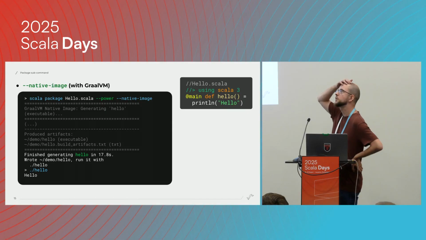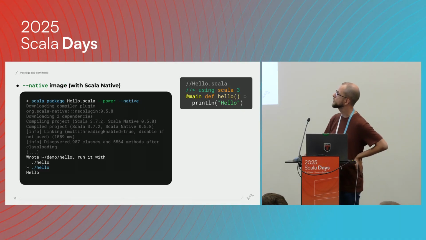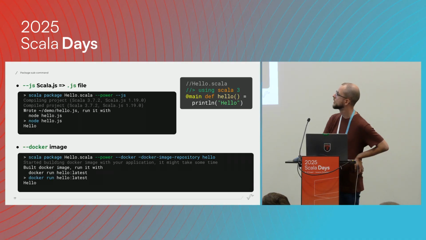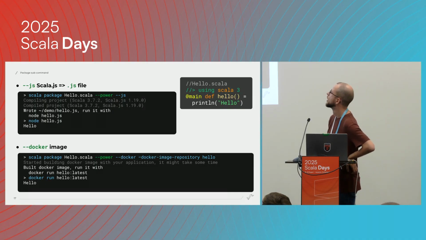Then there's the fancier stuff, so you can produce native images with Scala CLI. With the --native-image flag, it's with GraalVM. Looks pretty much like this. And you can also build with Scala Native, also producing a native image with the --native flag, or you can, as shown in a previous slide, also pass it through a directive using platform. Then there's the --js, which produces a JS file, which can then be run with Node. --docker, which allows to publish to a predefined Docker image repository.